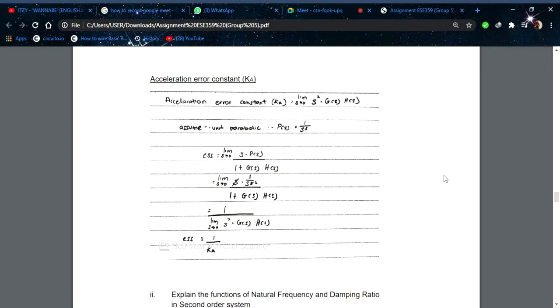And the last one is the acceleration error constant Ka, which is lim s to 0 of s squared times G(s)H(s). We assume unit parabolic, which is R(s) equal to 1 over s cubed. ESS equals lim s to 0 of s times R(s) over 1 plus GH. We substitute R(s) with 1 over s cubed. We cancel the s with the cube, and we can get 1 over lim s to 0 of s squared GH. Then we can get ESS equal to 1 over Ka.